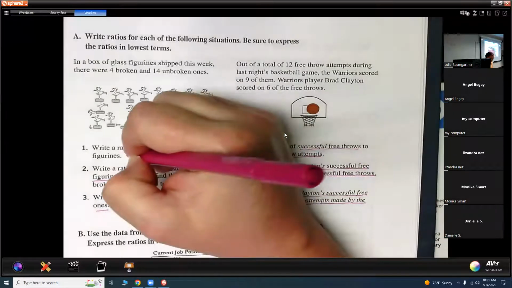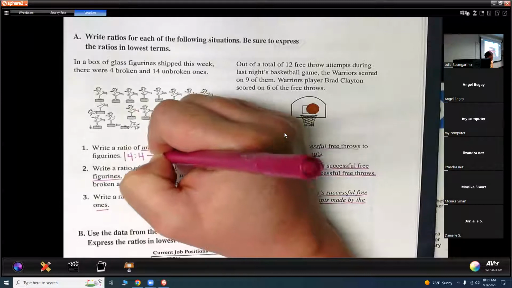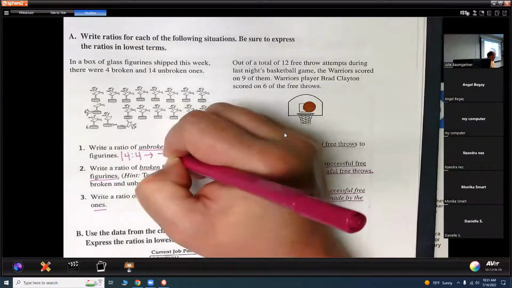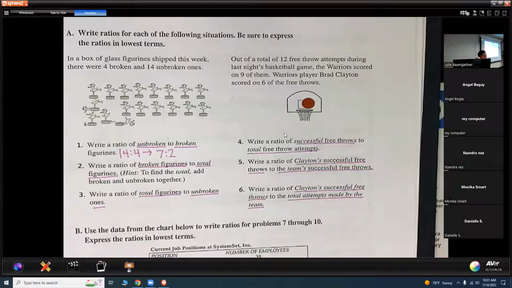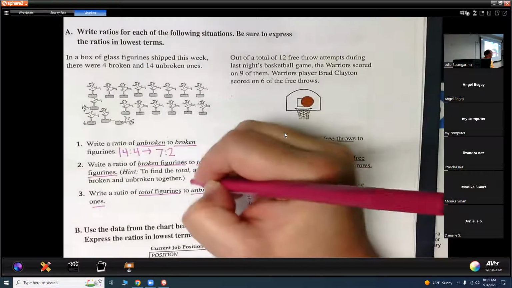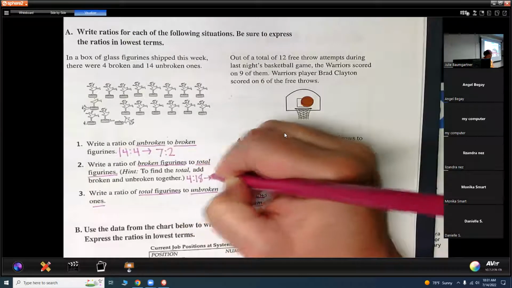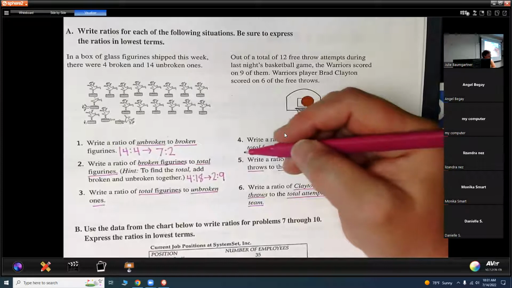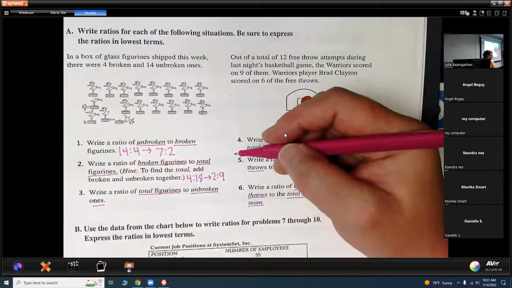So 14:4, can we reduce that down? Yes. 7-2. 7-2, right? Always make sure you're reducing if you can. Okay, how about broken to total? 4-18. Okay, can we reduce that? 2-9. So for every 9 figurines, 2 broke.